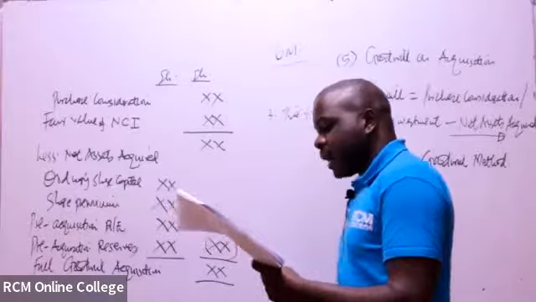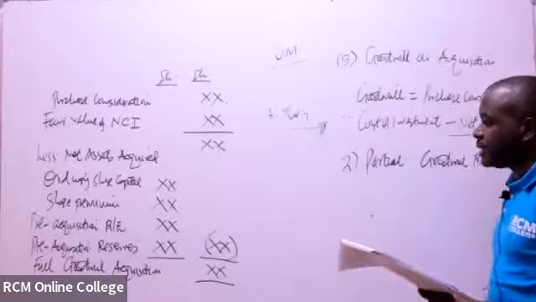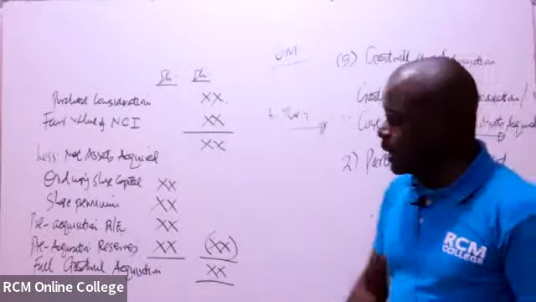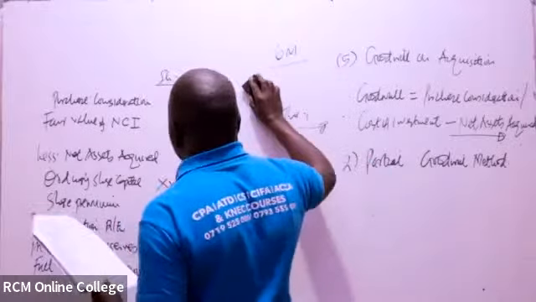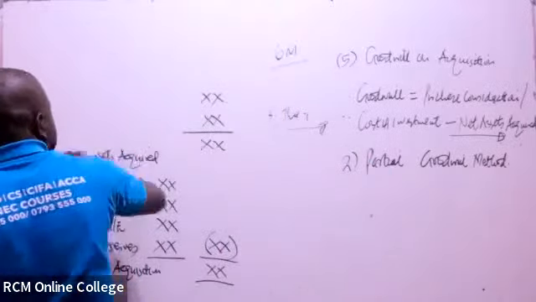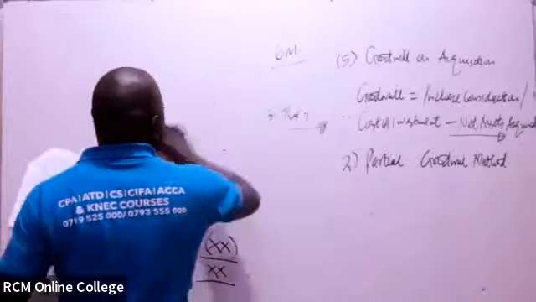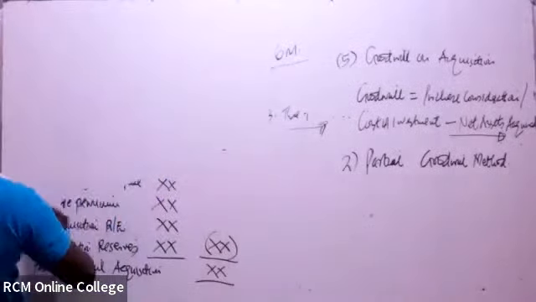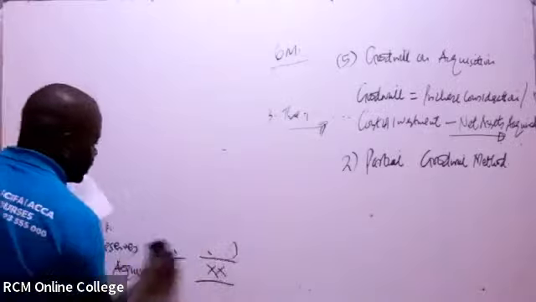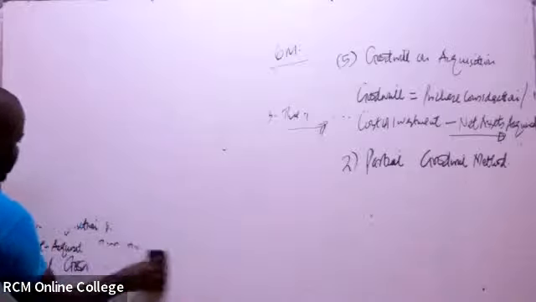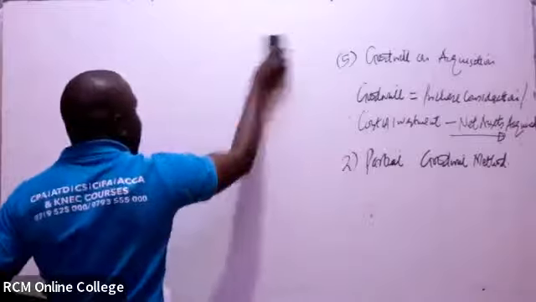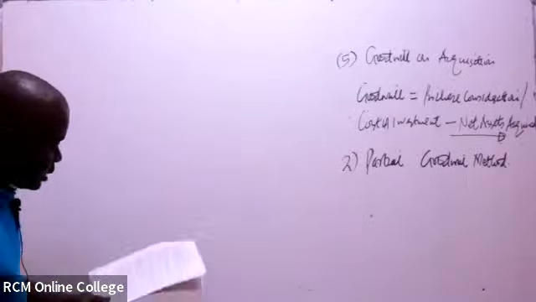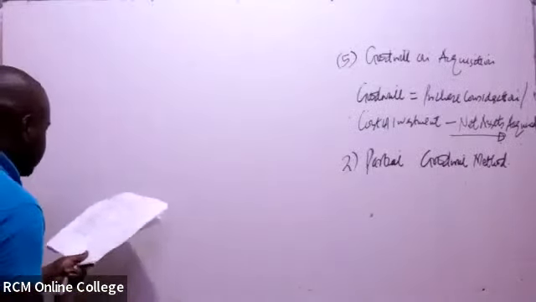It is determined as follows. These are how you use the partial goodwill method to calculate.